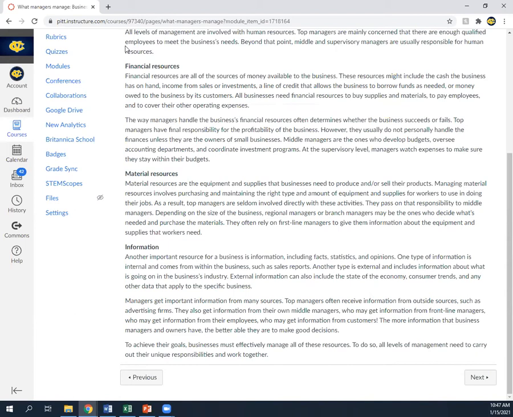Top managers have final responsibility for the profitability of the business. However, they usually do not personally handle the finances unless they are the owners of a small business. Middle managers are the ones who develop budgets, oversee accounting departments, and coordinate investment programs. At the supervisory level, managers watch expenses to make sure they stay within their budgets.